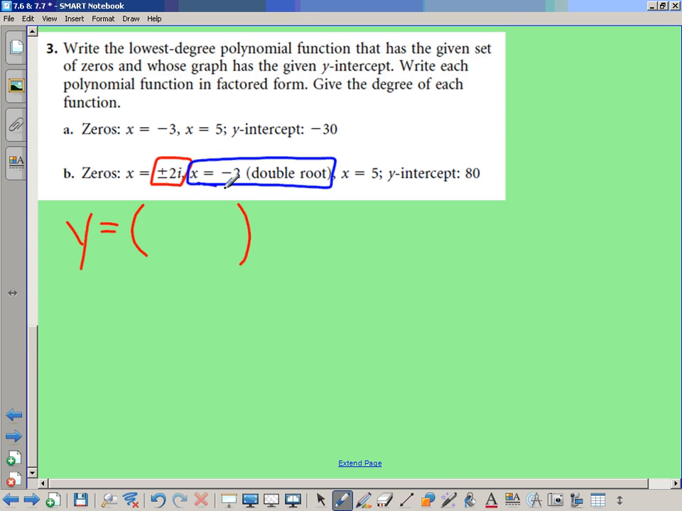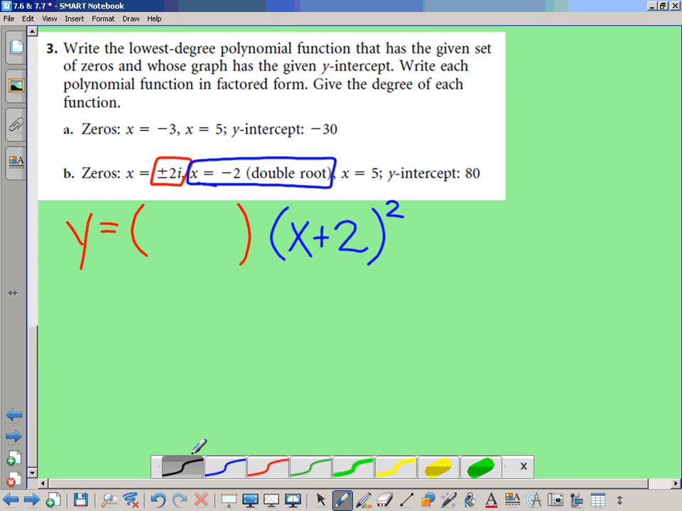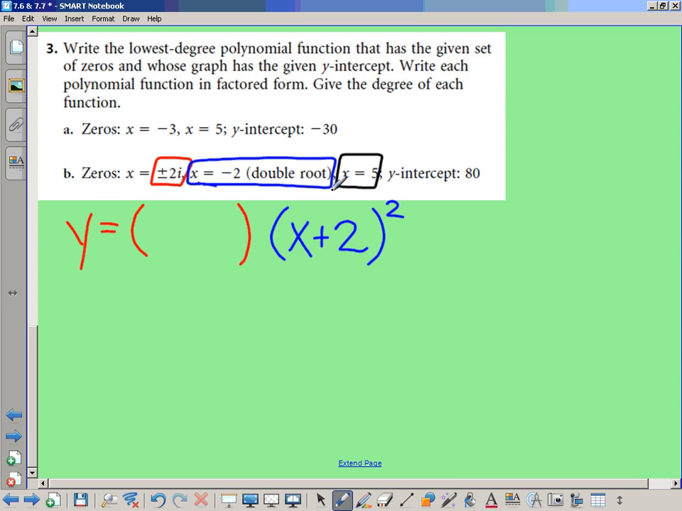x equals negative 2, a double root. So what would that parentheses look like if it's a double root? (x plus 2) squared is what you're going to have there. And then on the end here, we have x equals 5 as a single root. So what does that look like? (x minus 5), and it's not squared, it's not cubed, it's a single root. Good?